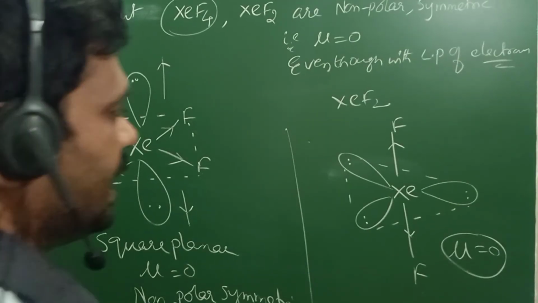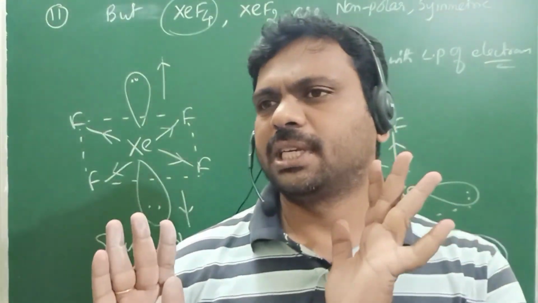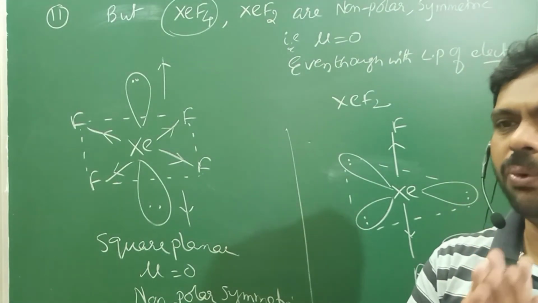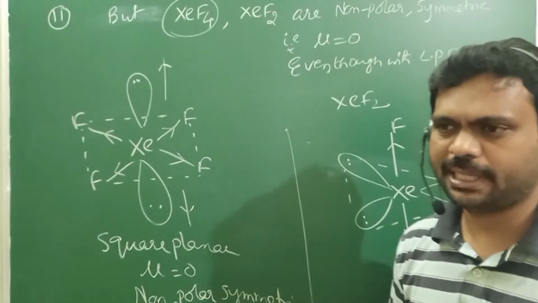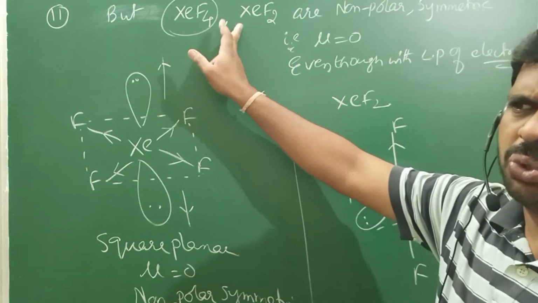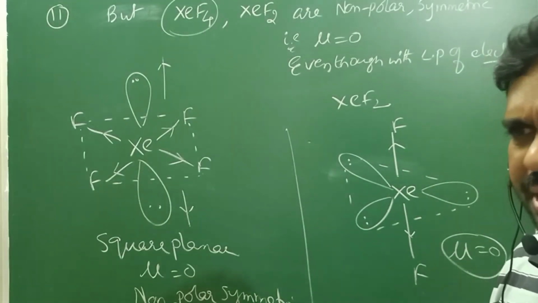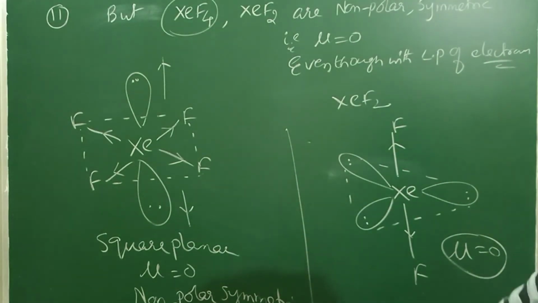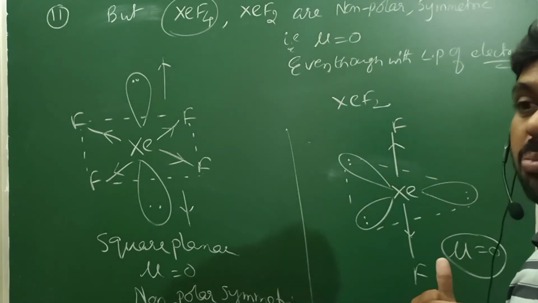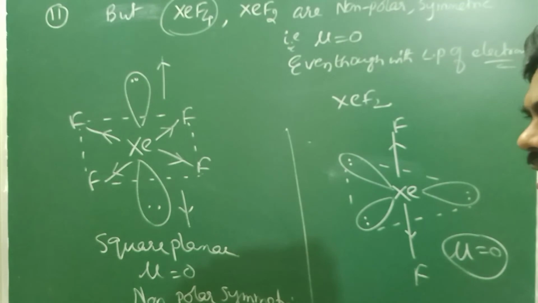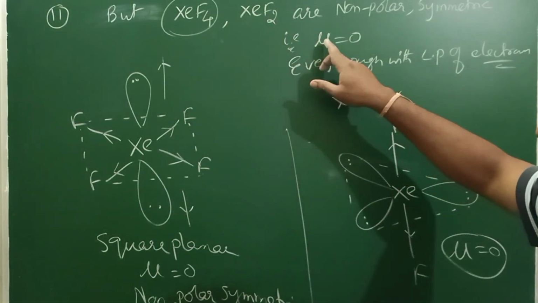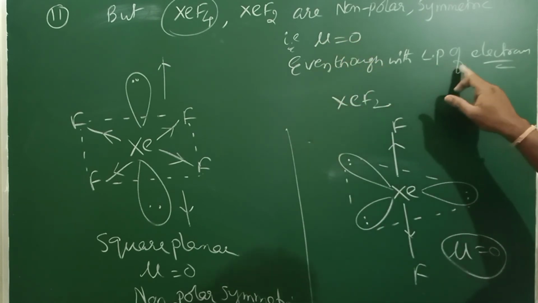Okay students, generally if lone pairs of electrons are present, it is polar. But here two cases are exceptions. The examples are xenon difluoride and xenon tetrafluoride. This question was asked once in IIT as well as in NEET: which of the following has zero dipole moment, which of the following is non-polar and symmetric? Xenon tetrafluoride and xenon difluoride have zero dipole moment even though they have lone pairs of electrons.